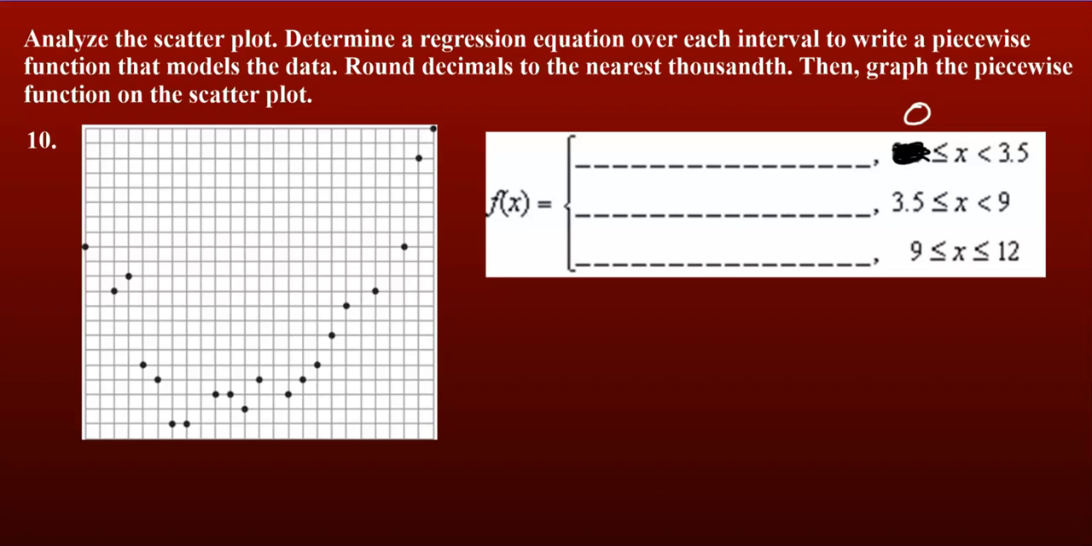Alright, analyze scatter plots, determine a regression equation over each interval to write a piecewise function that models the data. Round decimals to the nearest thousandth. Then graph the piecewise function on the scatter plot.